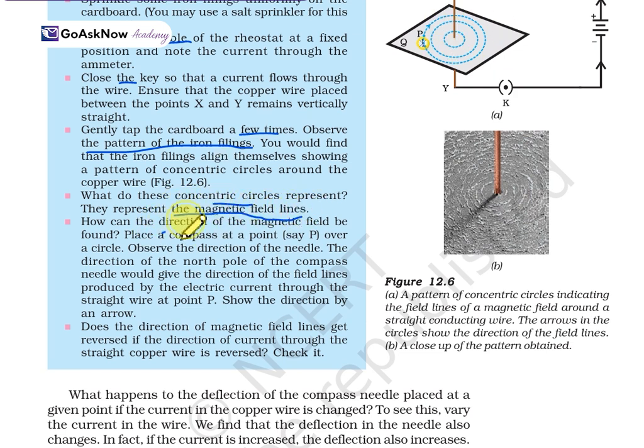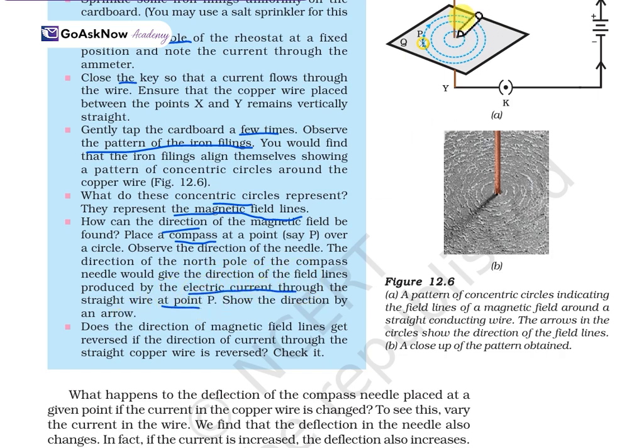And how can the direction of the magnetic field be found? You just place the compass at a point P like this, and observe the direction of the needle. The direction of the north pole of the compass needle gives the direction of the field lines produced by the electric current through the straight conductor at point P.